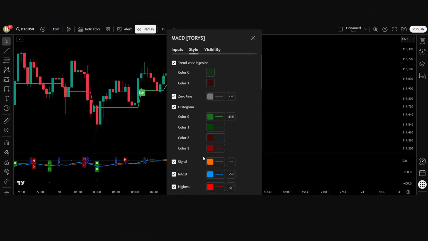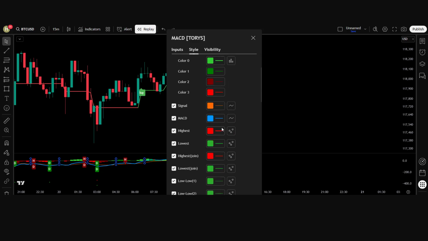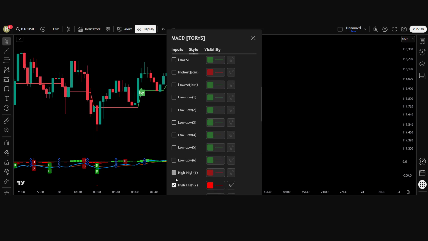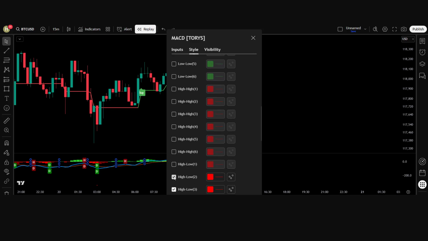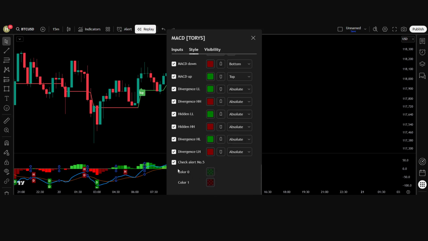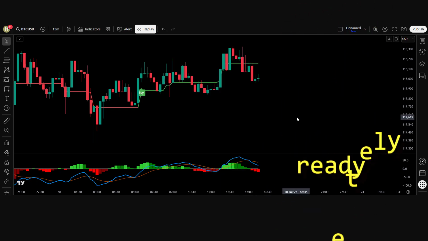Let's change the settings of the indicator. Bright histograms color opacity. And hide some options. Now our trading setup is completely ready.